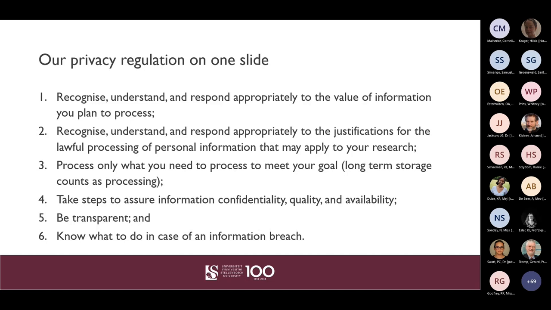Number 4, we need to take steps to ensure we protect the confidentiality, the quality and the availability of our information. This links directly to information security. Confidentiality is about protecting against unauthorized access. Quality, or integrity, is protecting data or information against unwanted edits. And availability is about being able to access your information when you want to access it, so your backup strategy.